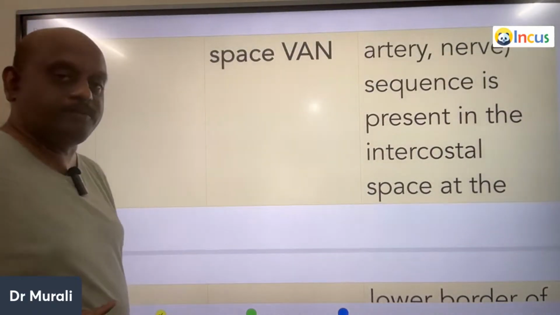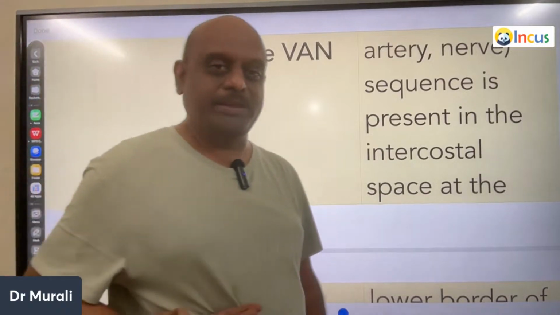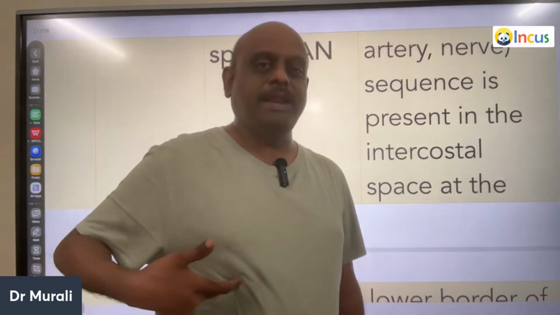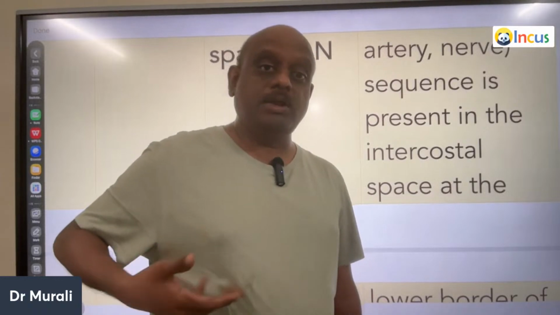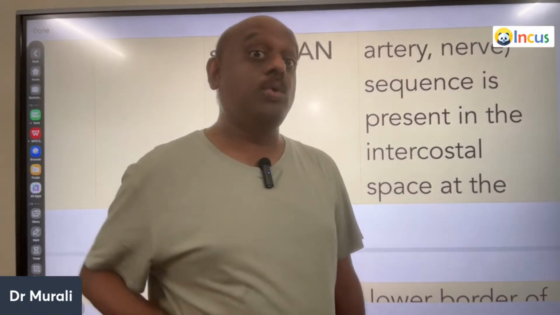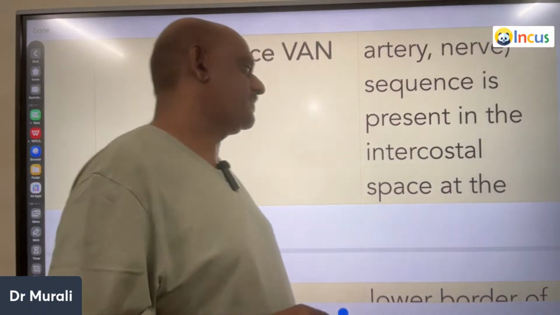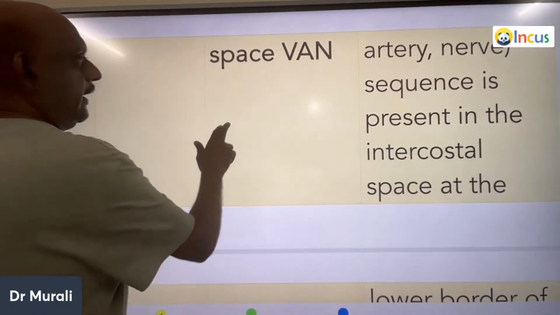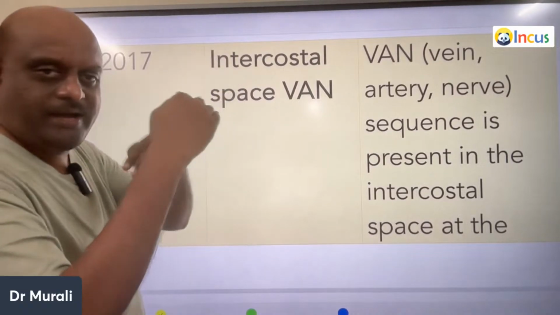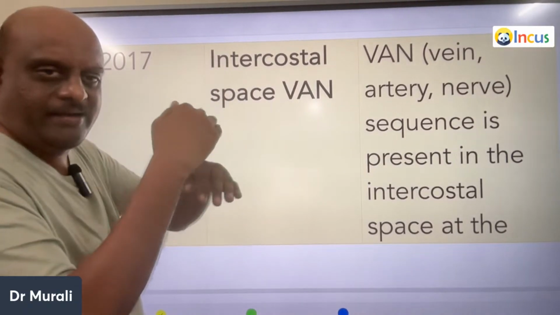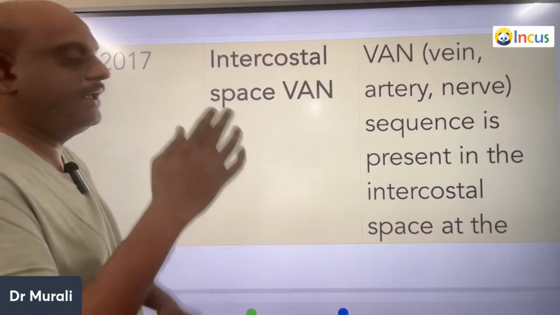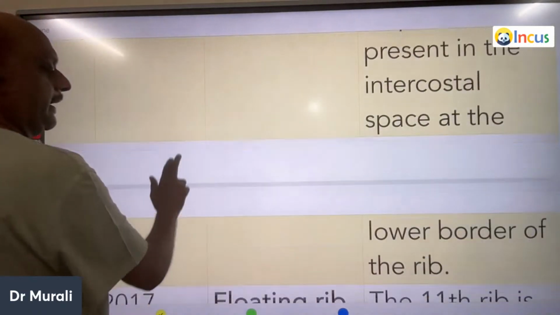Now, in the intercostal space, the neurovascular bundle lies along the lower border of the rib. That's the reason whenever you are doing any intercostal drainage, needle or anything, you need to pass along the upper border of the rib, but not the lower border of the rib. Please don't forget. So it is VAN: first vein, next artery, then nerve. Vein, artery, nerve, from above to below, is what you have to remember.